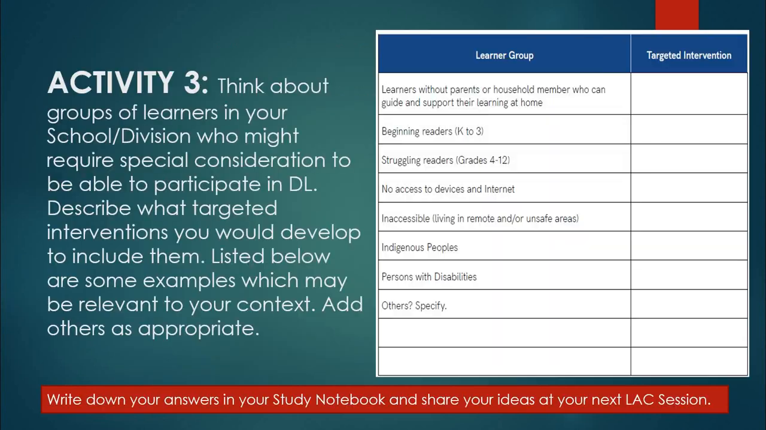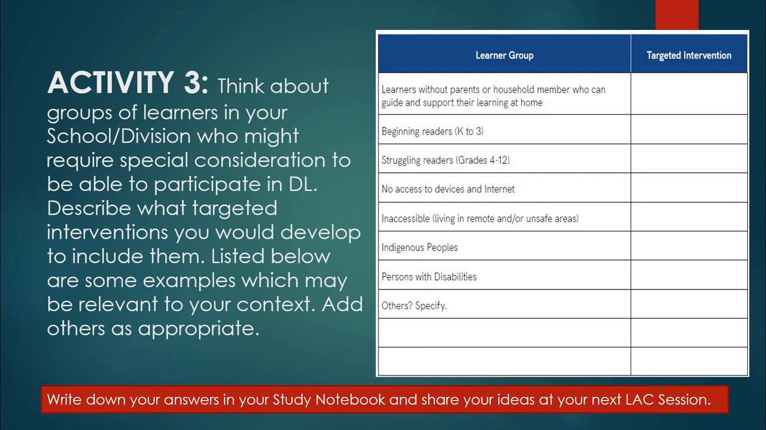So this one is activity 4. I just forgot to change 3 into 4. I'm sorry for that. Think about groups of learners in your school or division who might require special consideration to be able to participate in distance learning. Describe what targeted interventions you would develop to include them.